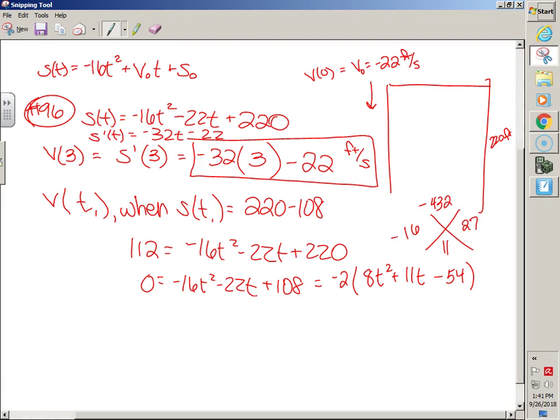Go, team. 16 and 27, that works. So then doing guess and check, just because I'm lazy and don't want to do grouping, we could split this up to be -16t and 27t and then do grouping.